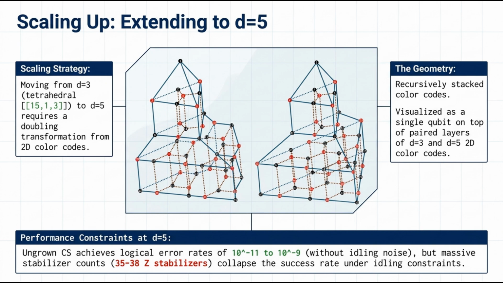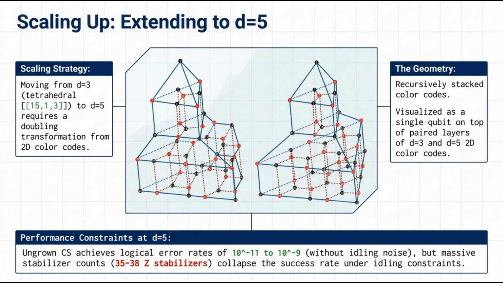To demonstrate scalability, the authors extend the code switching protocol to a code distance of 5. This scaling strategy requires a doubling transformation from two-dimensional color codes. Using the 17:1,5 self-dual color code, they construct a 49:1,5 recursively stacked color code, shown in wireframe A. Similarly, using the 19:1,5 self-dual color code, they construct a 53:1,5 recursively stacked color code, shown in wireframe B.